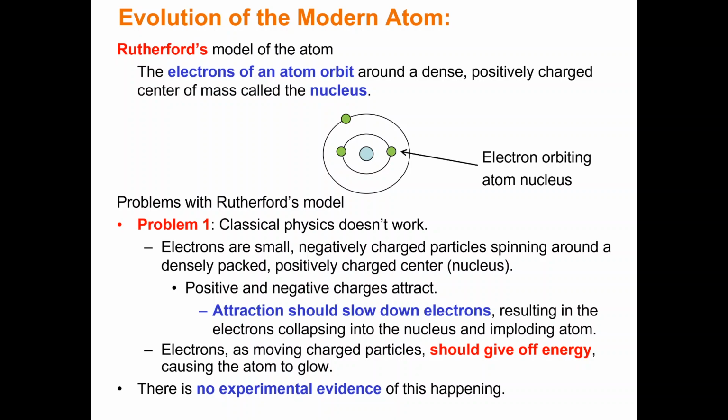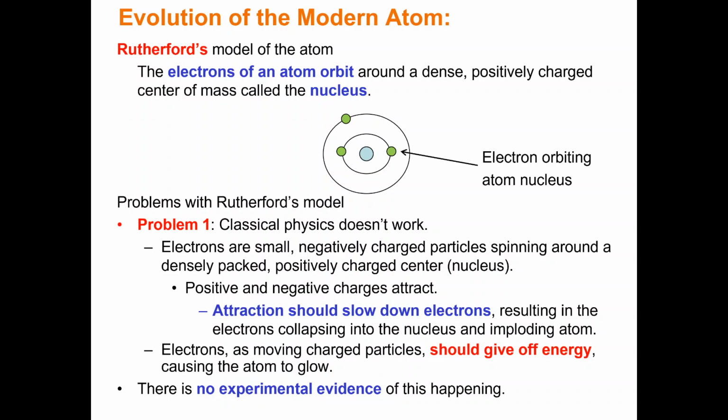Okay, so if we talk about the Rutherford model that we talked about before, we said that the electrons of an atom orbit around a dense, positively charged center of mass called the nucleus. So we have a nucleus in the middle, electrons orbiting around it. But there's a couple problems with this model. The first problem is that classical physics doesn't work, meaning electrons are small, negatively charged particles spinning around a closely dense, positively charged center. Well, wouldn't the positive and negative charges attract to each other and eventually collapse? So shouldn't the attraction slow down the electrons, resulting in the electrons collapsing into the nucleus and imploding the atom? Essentially, you would have atom collapse. Okay, so that's one issue.